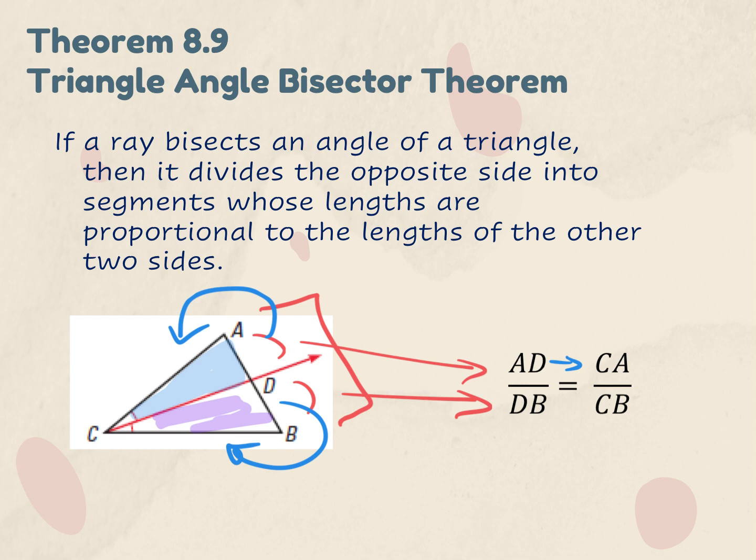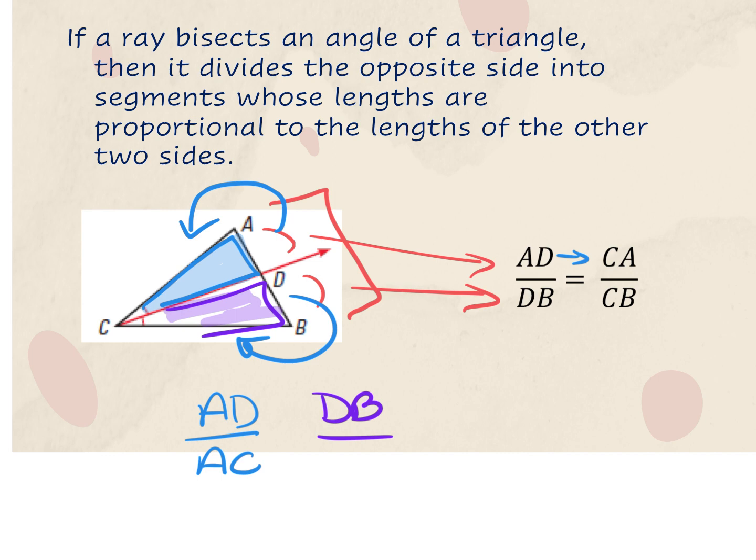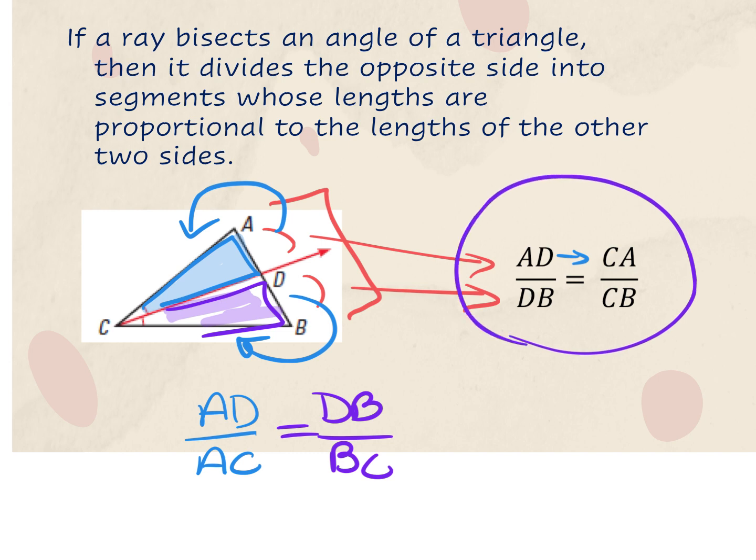Another way that you could set up your proportion, instead of taking the AB that was split into two proportional sides, you could also set it up with AD with the AC in the same fraction. So think of this as the sides of the blue one, and then you could put the purple one, and you could put the DB with the BC. Either way, it works. You can flip it, doesn't matter. So this one that's given to you is that side that was split is in the same fraction, and then the sides of the triangle in the same fraction.